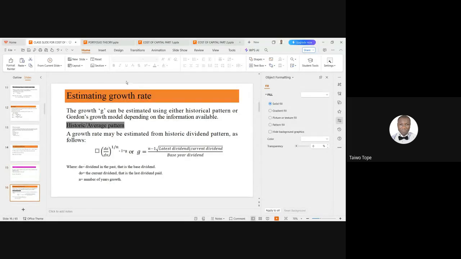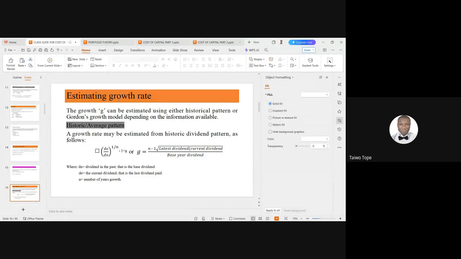Now let's take it further. Now you can have a situation whereby you have to estimate growth rate. There are two approaches to estimating growth rate. We have the historical approach, and we have the Gordon's growth model. The historical approach is an approach whereby they will give you arrays of dividend for various years, so you have to determine the dividend growth using the base year and the current year.